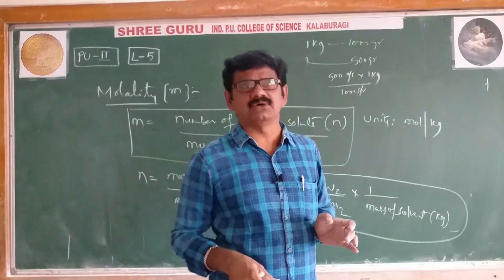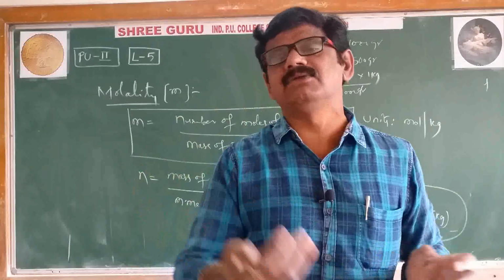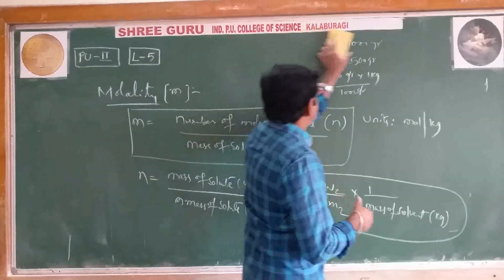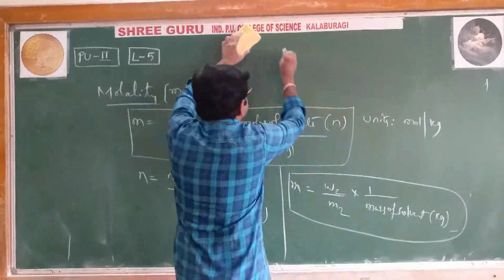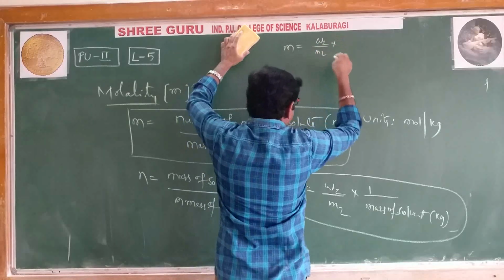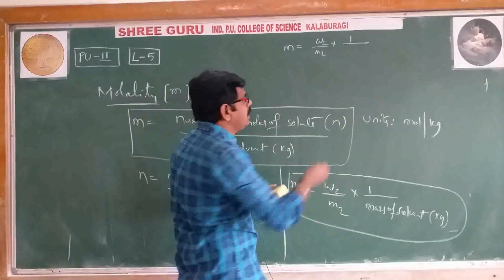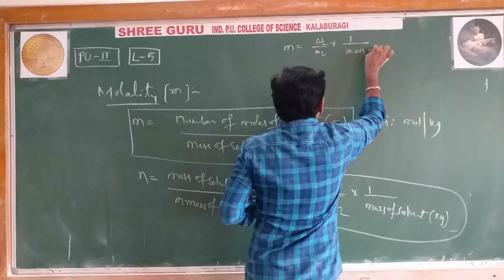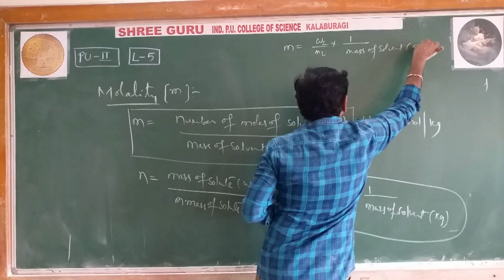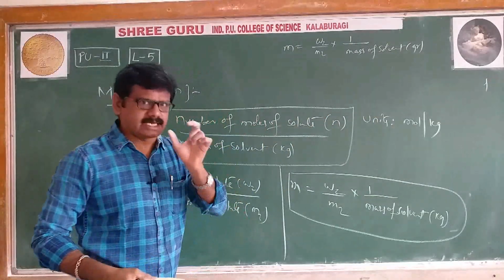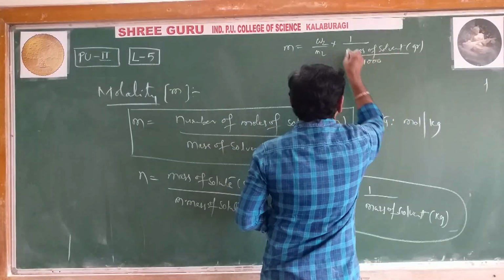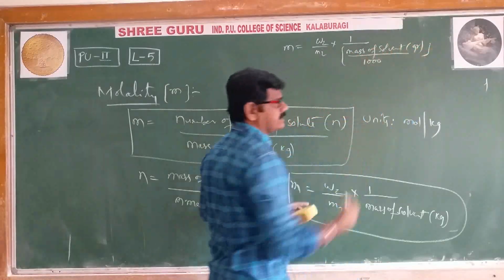If you divide by 1000, it will automatically convert into kilograms. That's why I'll write one more formula. Small m is equal to W2 divided by M2 into 1 by mass of solvent. Suppose the mass is given in grams, then immediately we have to divide by 1000, remember, 1000 we have to divide.